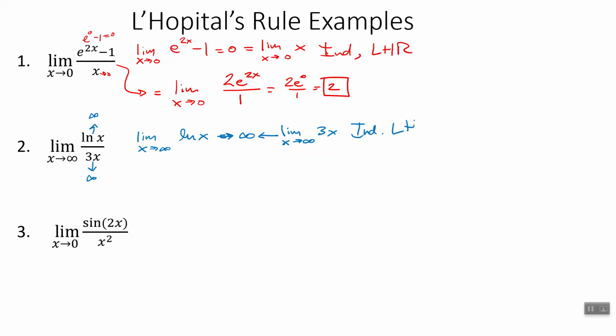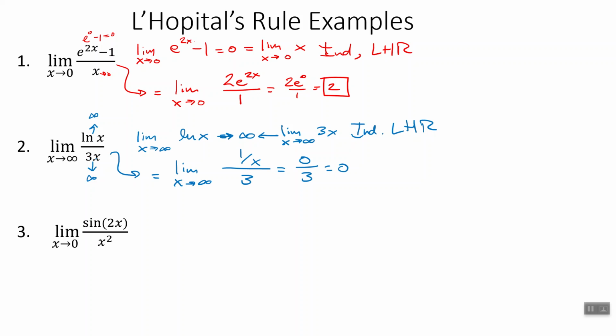We're going to use L'Hopital's rule. So now this limit is equal to, it's the same limit value that we're going to, and now we take the derivative of the top. Derivative of ln of x is 1 over x. Derivative of 3x is 3. So now I can take this limit. 1 over infinity is 0. 3 is just 3. 0 over 3 is 0.